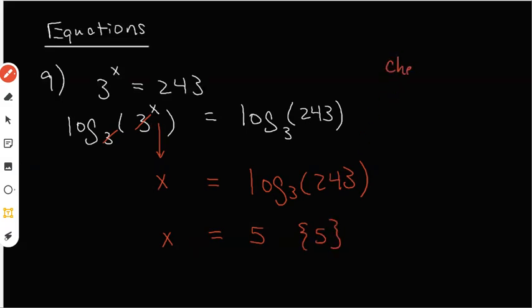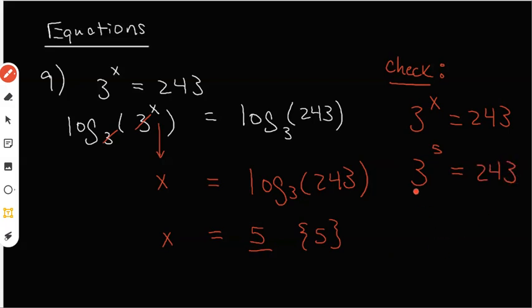Now, when we check this, what we want to do is start off with the original equation and then go from there. So we started with 3 to the x power is 243. I'm going to let x be our solution, 5. So I'm going to plug in 5 for x, and I should get 243.